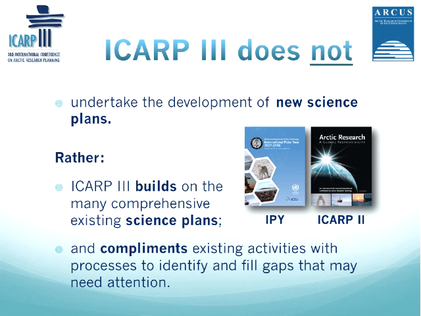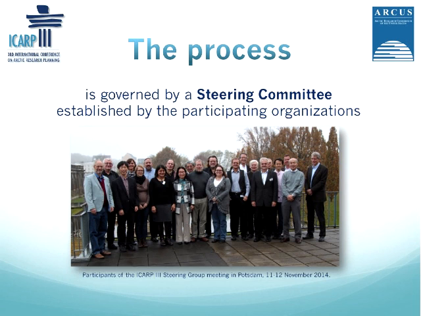We go to the next slide. So the process is governed by a steering committee, and we invited each ICARP III partner organization to appoint one person to sit on the steering committee. We currently have about 25 to 30 partner organizations. Here you see a photo of the last meeting of the steering group, which was held in Potsdam last November. This steering group is, of course, responsible for getting the various pieces together and extracting the key messages at the end of the ICARP process. Next slide, please.